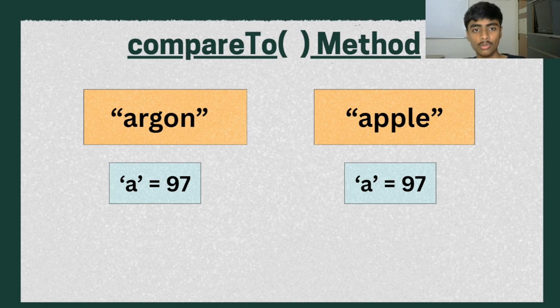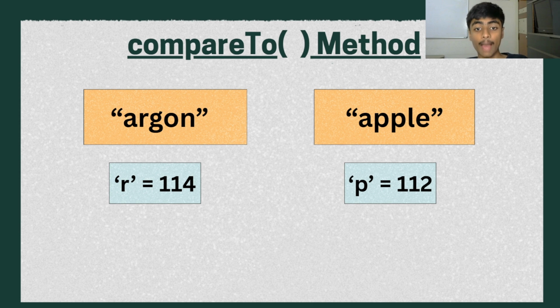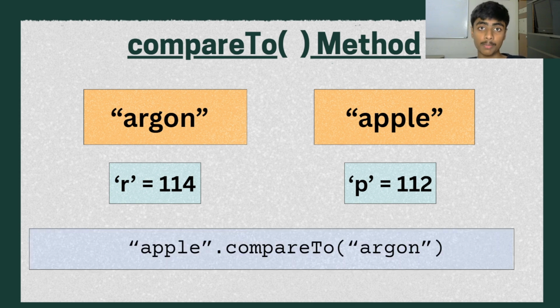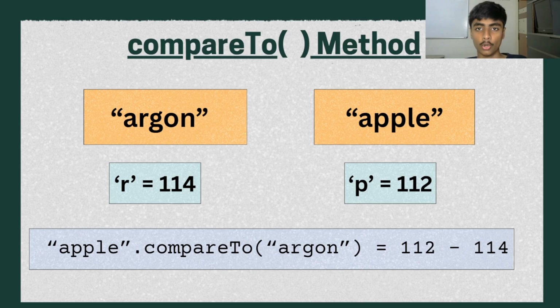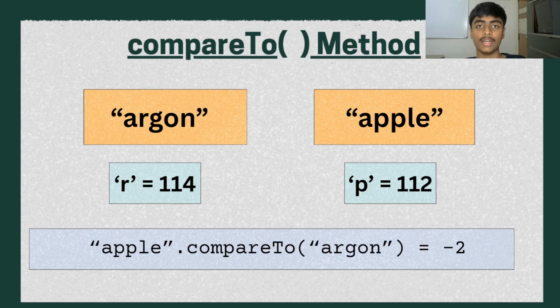So what Java is going to do is move to the second character. The second character for argon is r. The second character for apple is p. As usual, it's going to take the ASCII values of the characters. The ASCII value of lowercase r is 114 and the ASCII value of lowercase p is 112. If I say apple.compareTo(argon), it's going to subtract the ASCII value of the character r from the ASCII value of the character p. So in this case, it's going to be 112 minus 114. So the output for this statement is going to be -2.